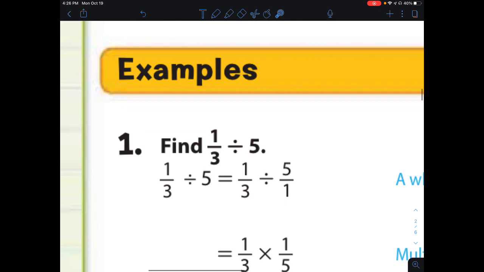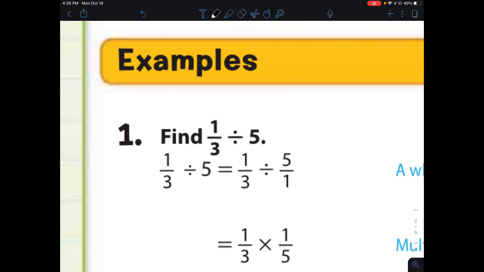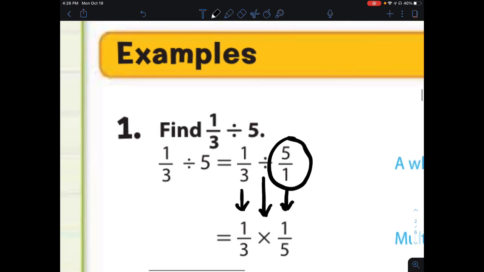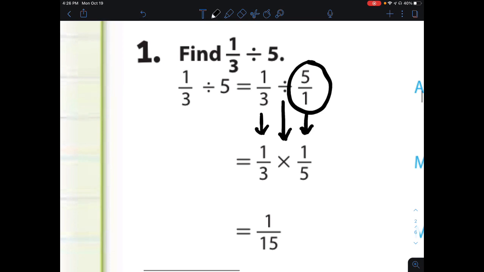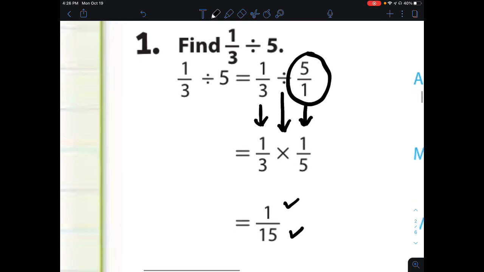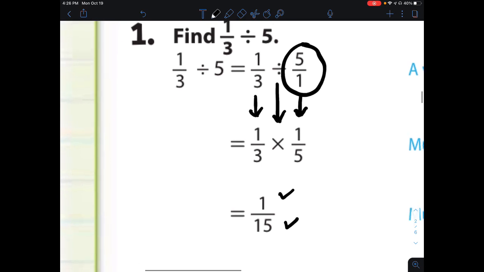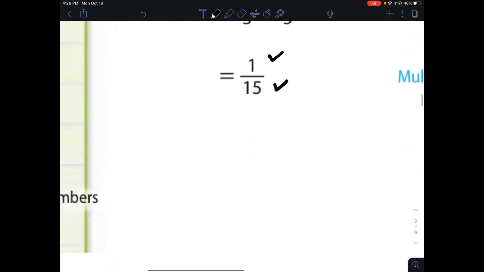Now we follow the rule. If you notice, we bring down 1/3, we change division into multiplication, and we get the reciprocal of 5 over 1, which is 1 over 5. According to our lesson from 4-6, multiplying fractions, we multiply straight across. 1 times 1 is 1. 3 times 5 is 15. So that is 1/3 divided by 5.